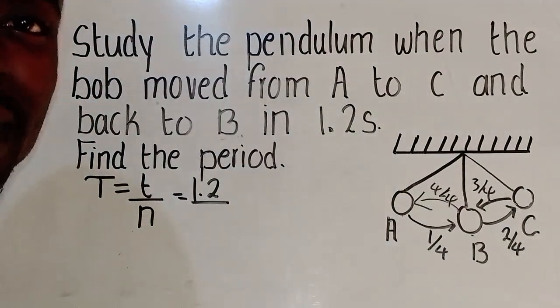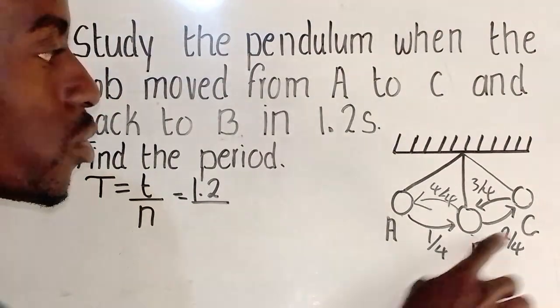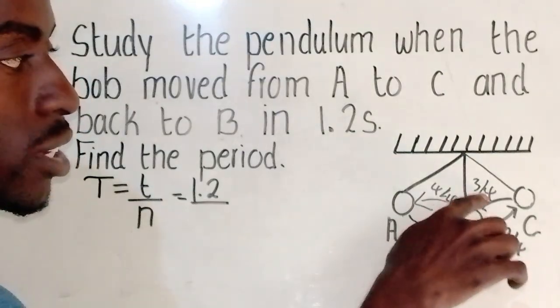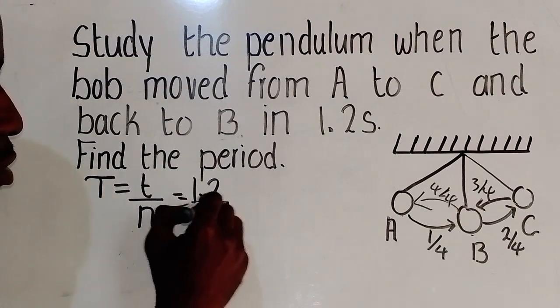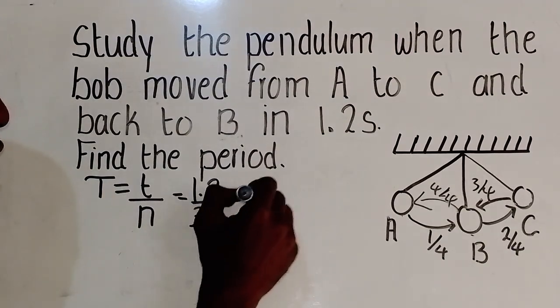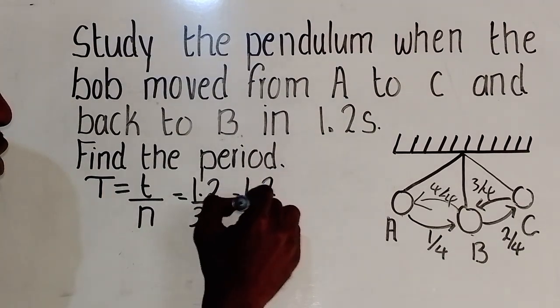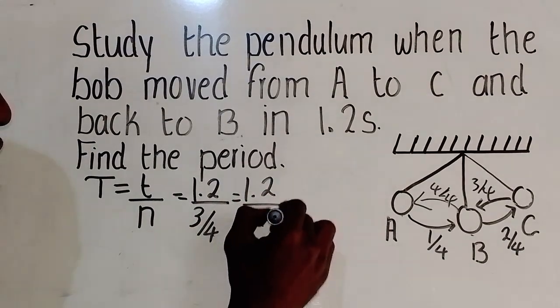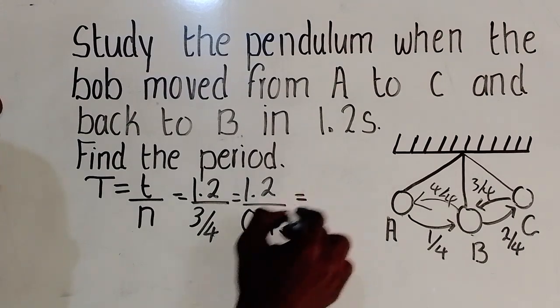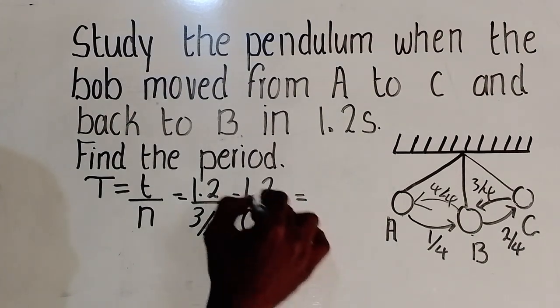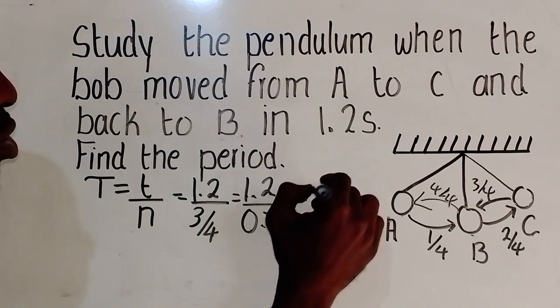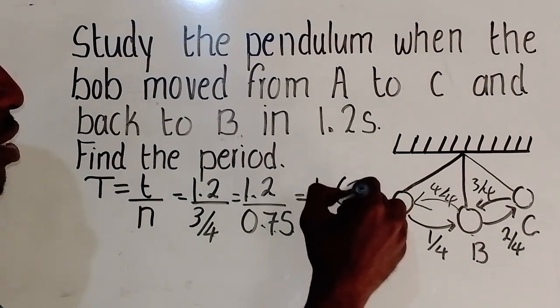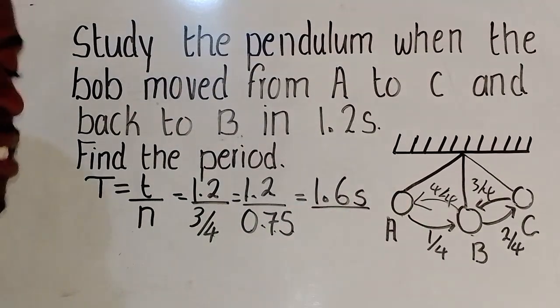You have seen? But in this particular question, they're saying from C back to B, which is what? 3 over 4. So down here, you put 3 over 4. So you say 1.2 over 3 over 4. So 4 into 3 is going to give me 0.75. So 0.75 into 1.2 is going to give me 1.6 seconds, which is the answer.